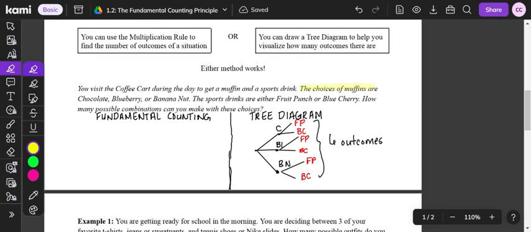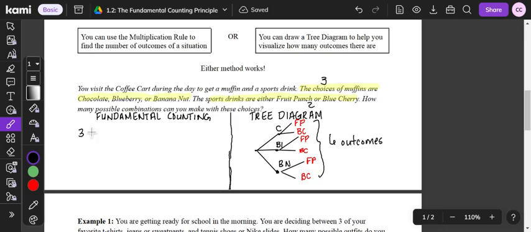Looks like we have 3 choices of muffin. So there's 3 choices there. And it looks like we have 2 choices of sports drink. And so the fundamental counting principle says there must be 3 times 2, or 6, possible outcomes. Or I guess the word I used in the question was combinations.